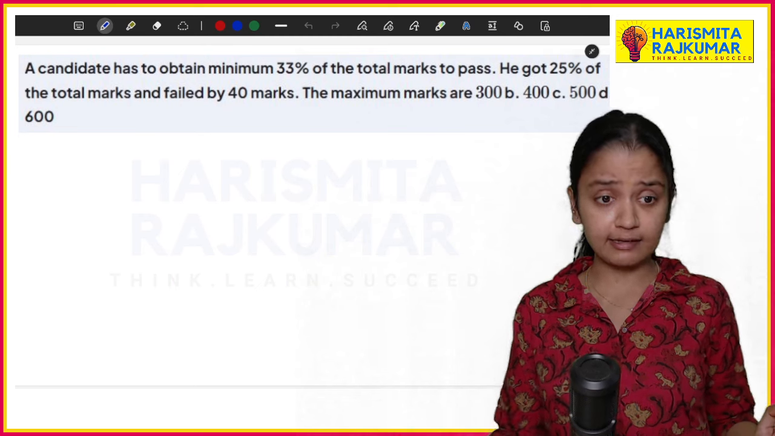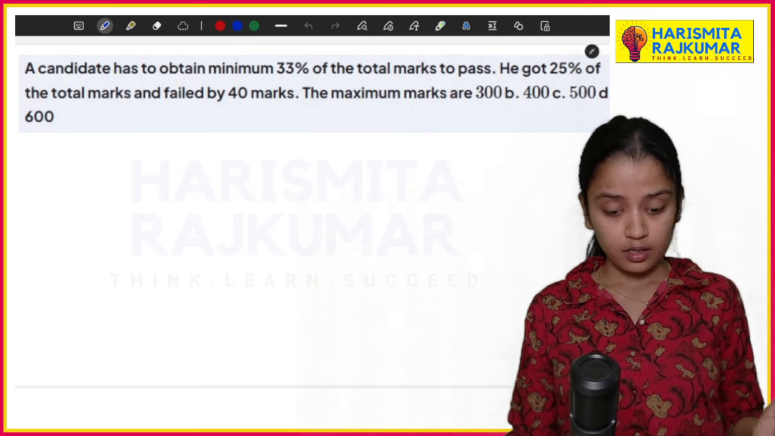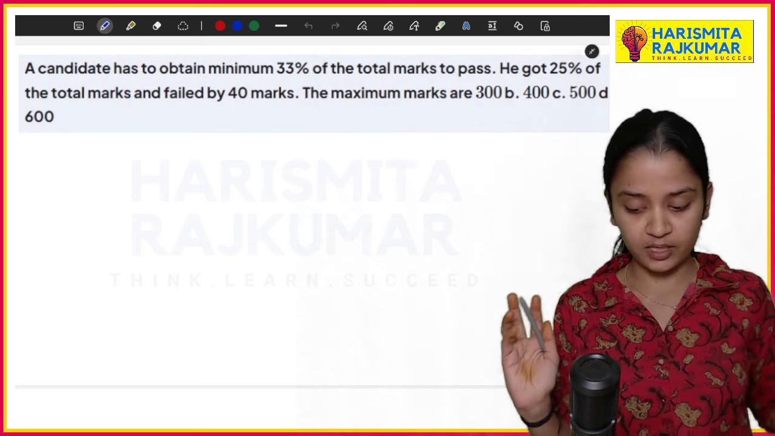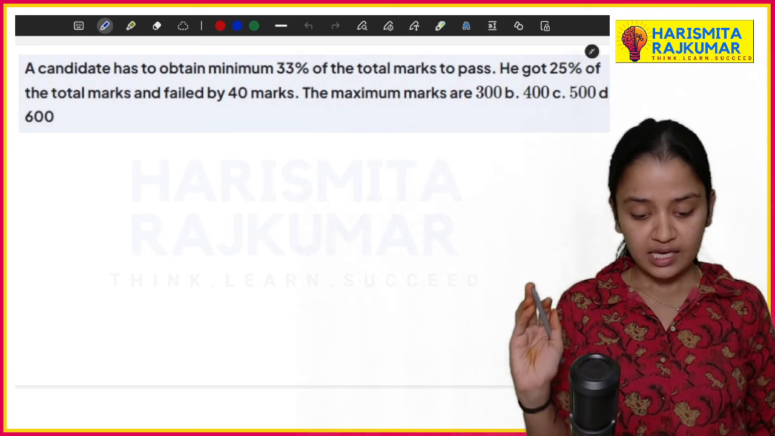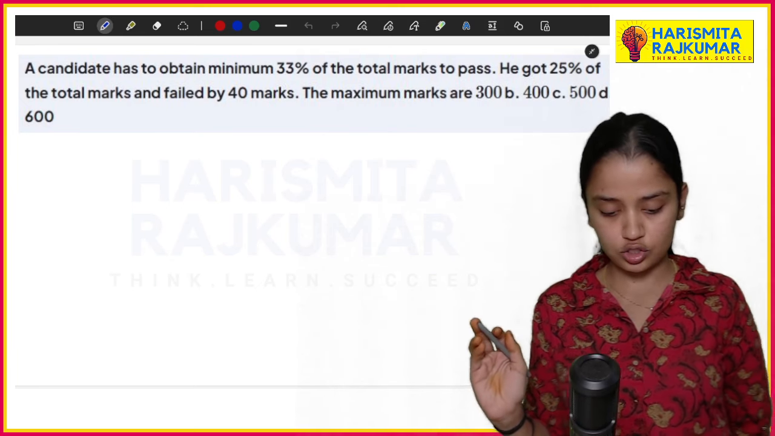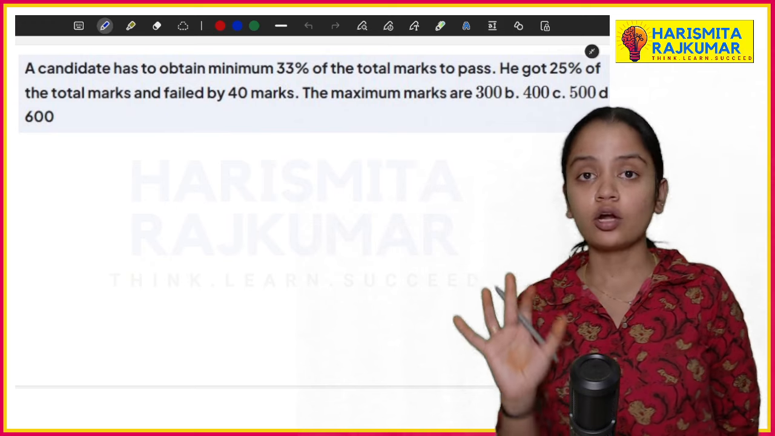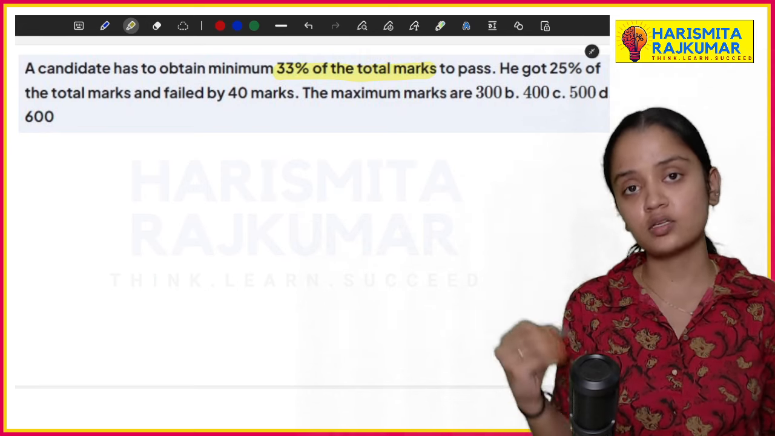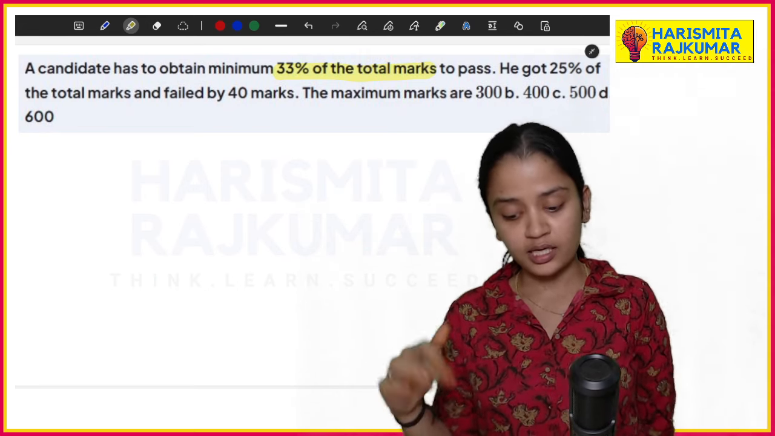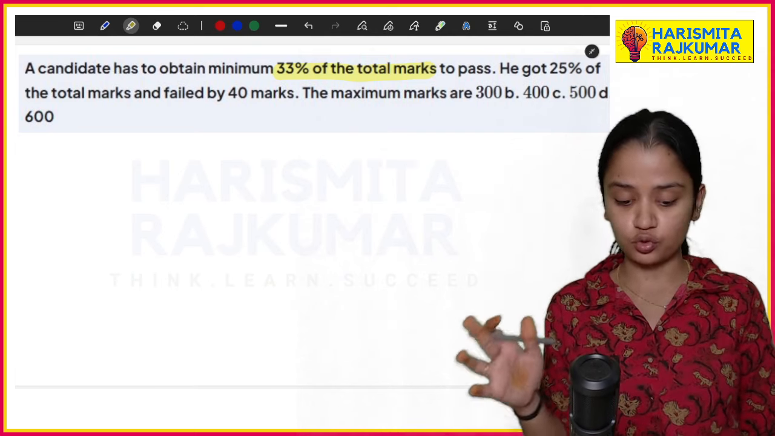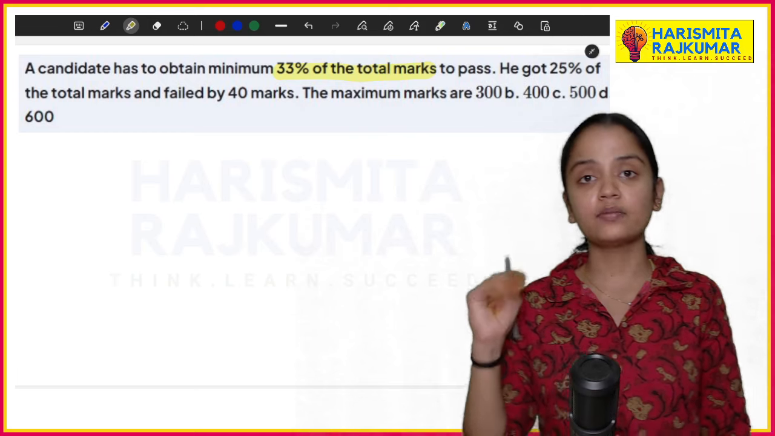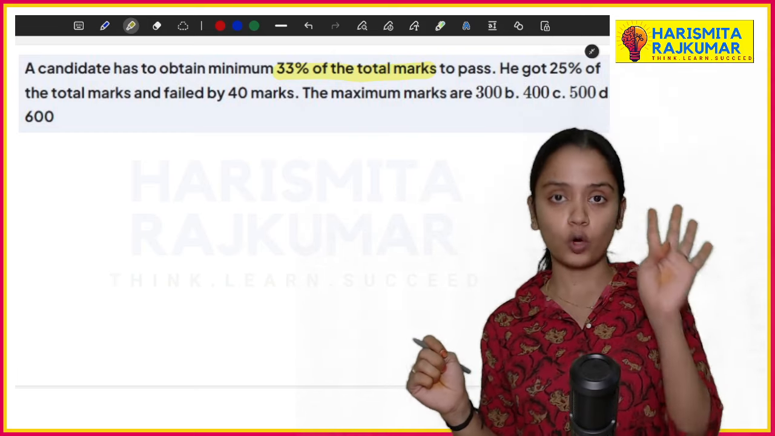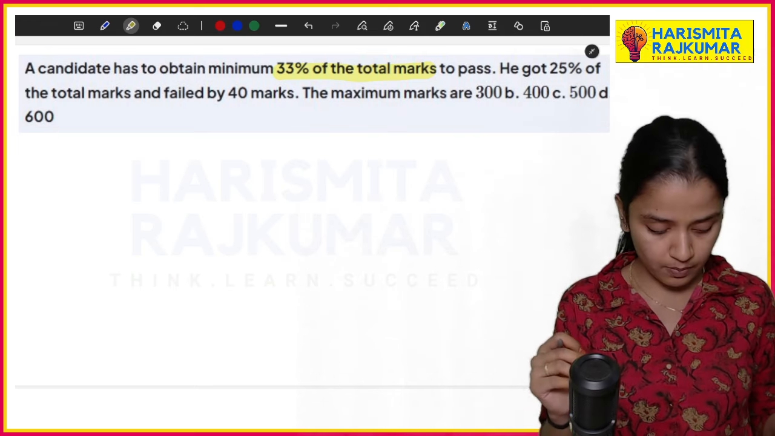A candidate has to obtain a minimum of 33 percentage of the total marks to pass. He got 25 percentage of the total marks and he failed by 40 marks. So what is the maximum marks, is the question.